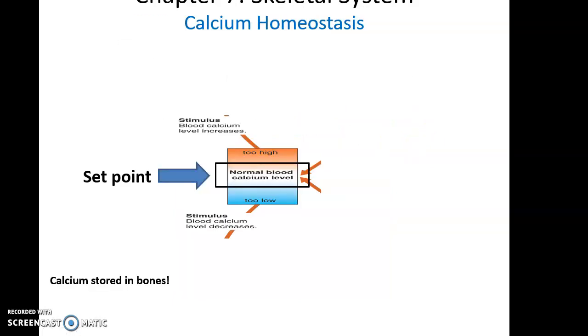Calcium homeostasis. Calcium homeostasis is very important for maintaining proper calcium levels in the bloodstream. And we want this because so many functions in our body require calcium, including the function of neurons, the functions of muscles, and many other things. So there's a set point. There's an ideal amount of calcium in our bloodstream.